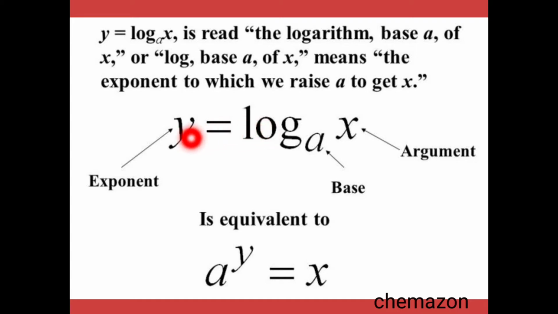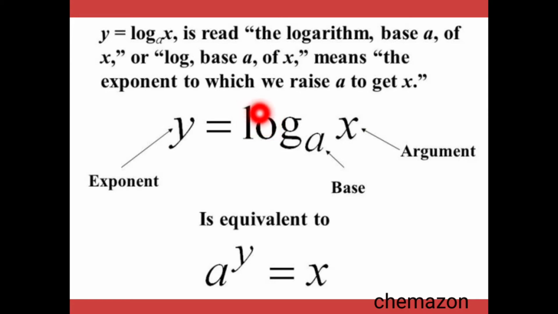So what are the components of this representation? Here on the left hand side you can see this is called the exponent. What is exponent? Exponent is the power which is raised to the base. What is base? Base is this letter a, you can see here, it is the subscript of log. And x, what is x? X is nothing but the argument. What do you mean by argument? Argument is the numerical value whose log you have to find out.